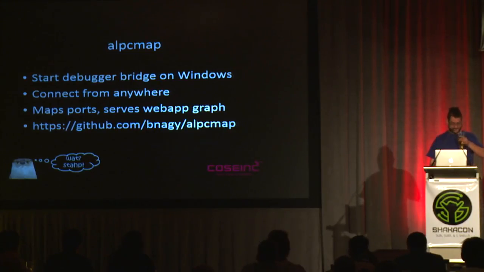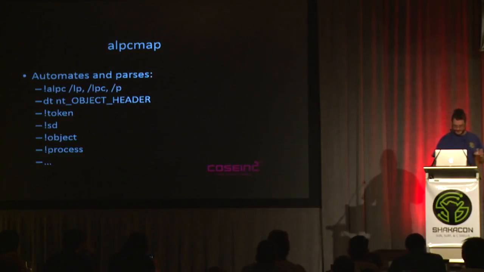And that's what I've done. So this little project is on the GitHub. And it turns out there's quite a lot of stuff you want to do to map it properly. So I'm using the ALPC extension heavily. I'm using !token, !sid, !object, !process. These are all debug engine extensions.